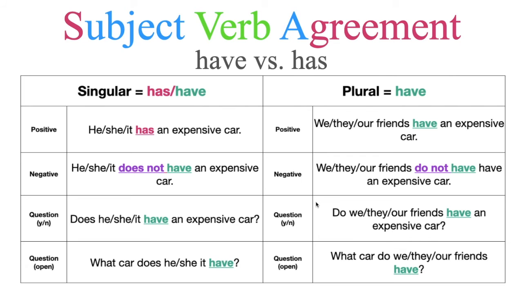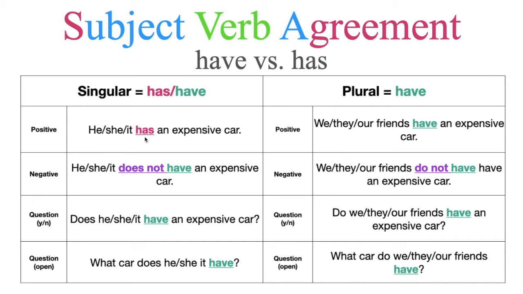I've got a nice big chart here to show you. I've got the singular on this side and the plural on the other side, okay? When we use singular things, he, she, it, we're going to put has. So he has an expensive car, or she has an expensive car, or it has an expensive car.